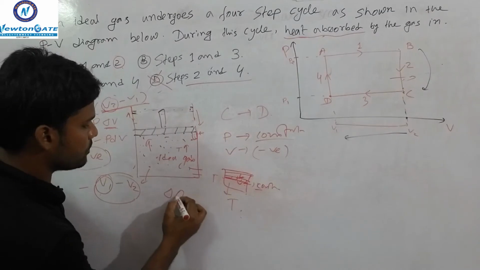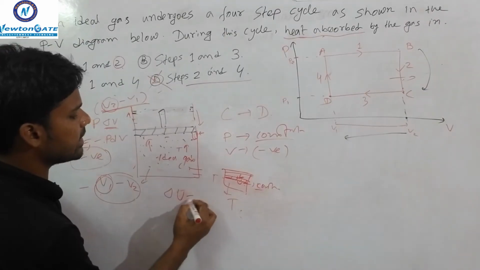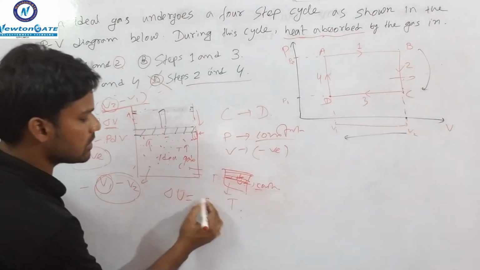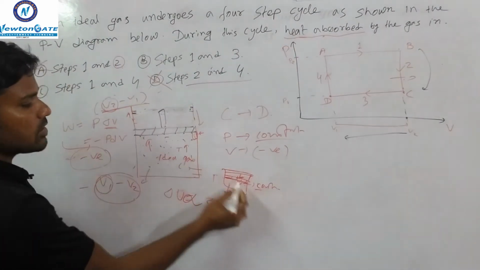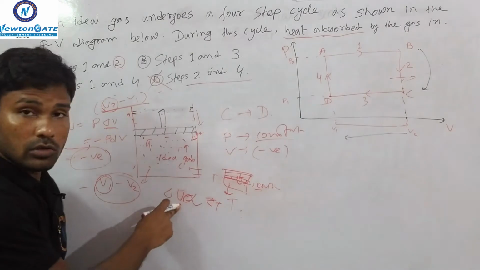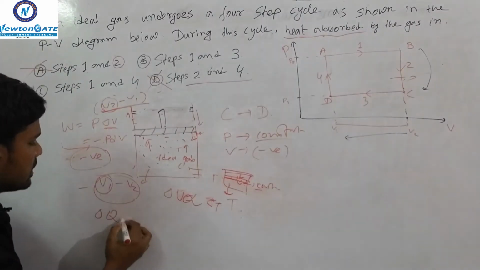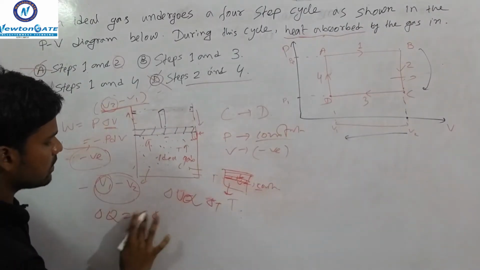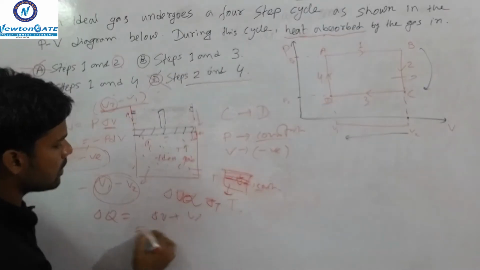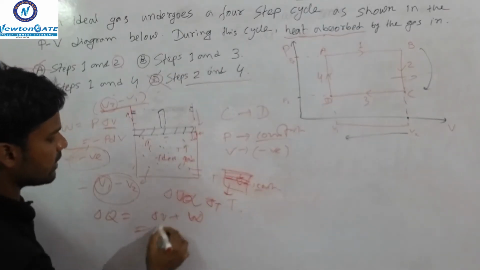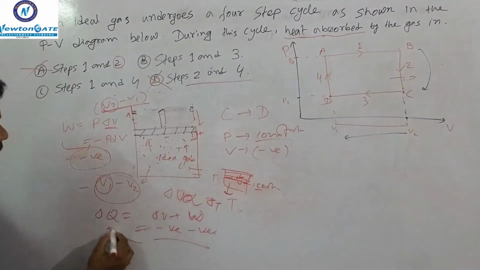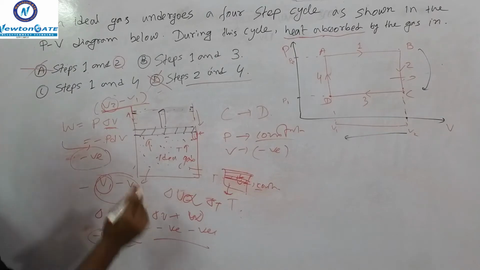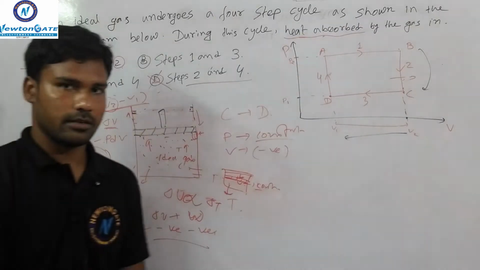And del U, the internal energy also decreases because del U is proportional to del T. The temperature decreases in this situation, that means del U is also negative. So del Q equals del U plus W. Del U is negative here and W is also negative here, that means del Q is 100% negative. That means heat is rejected by the gas.